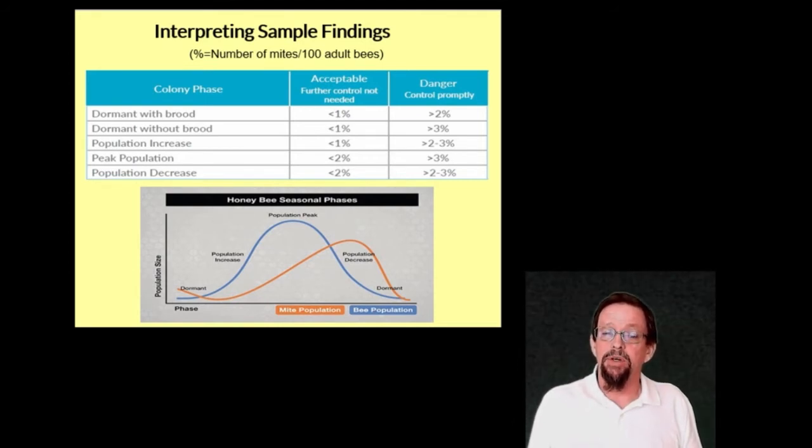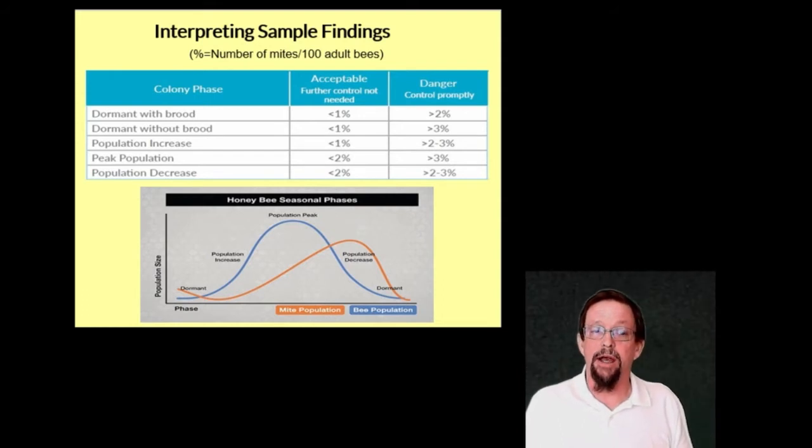As the colony builds up, the mite load starts to build up. As the bee population starts to drop off, the actual mite load is increasing. So in the springtime, your mite load will be definitely lower than it is during the fall portion of the year as the bee colony population drops off.